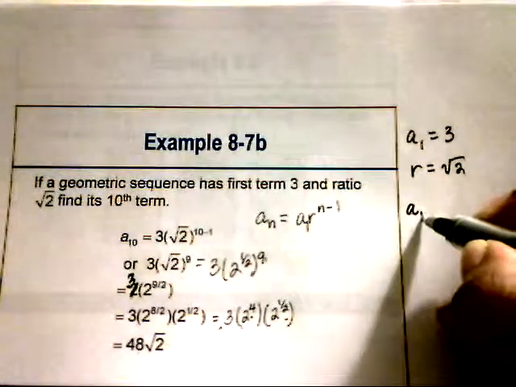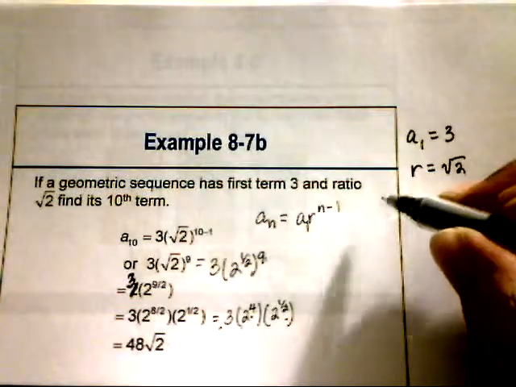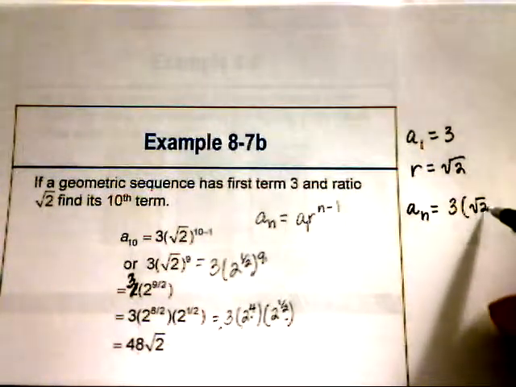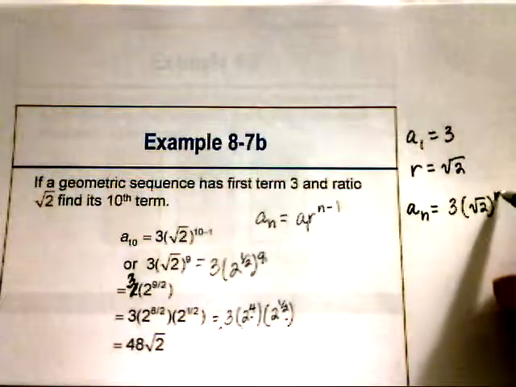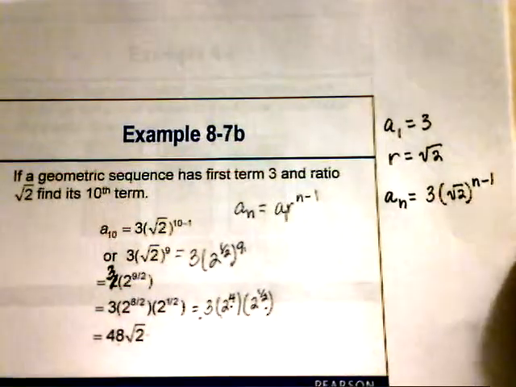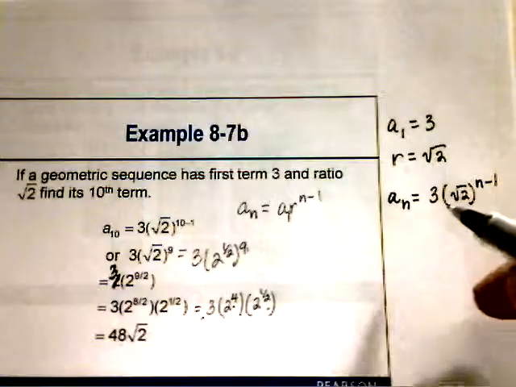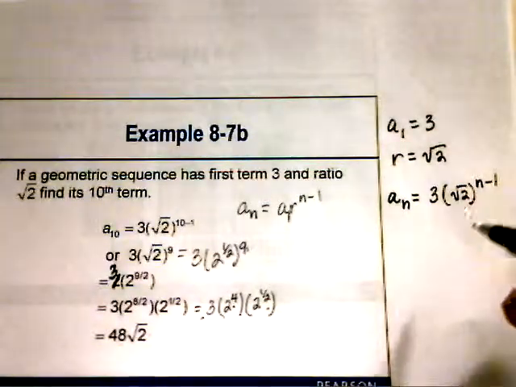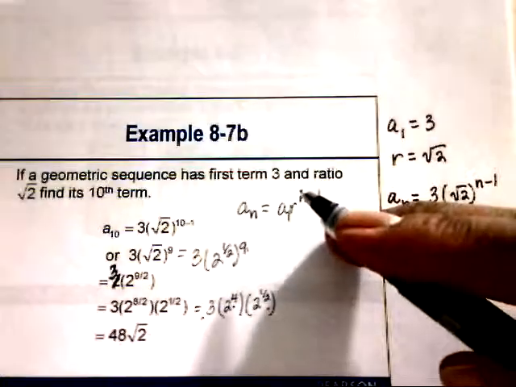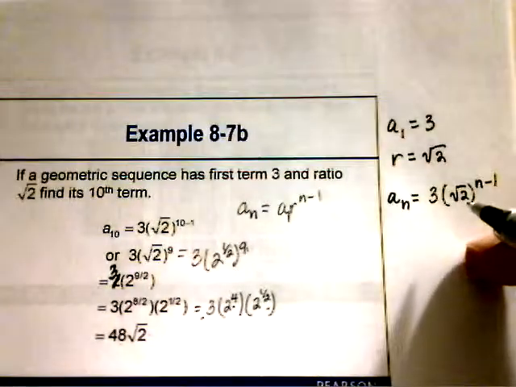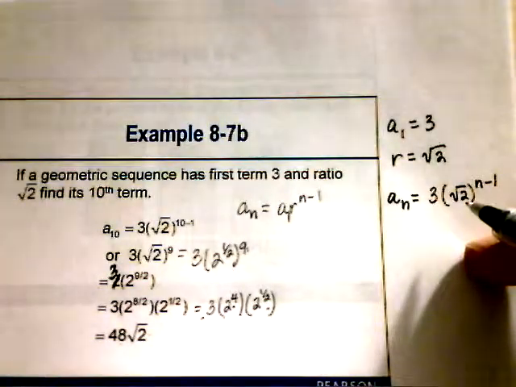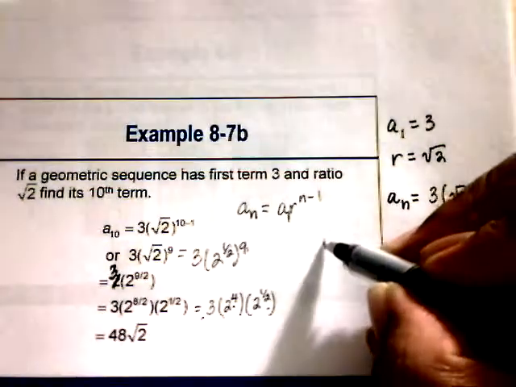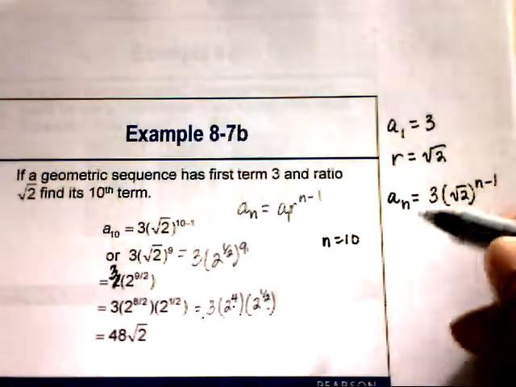So here this will be A sub n is equal to A sub 1, which is 3, times r, which is the square root of 2, and it's raised to the n minus 1. Okay. That's the general formula for finding the nth term of a geometric sequence where the first term is 3 and the common ratio is the square root of 2. Now we want to find the 10th term. So n in this case is 10.